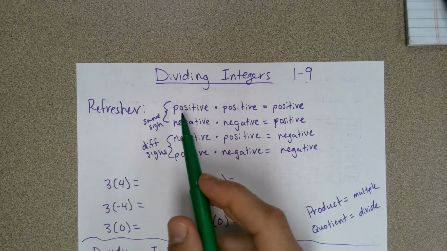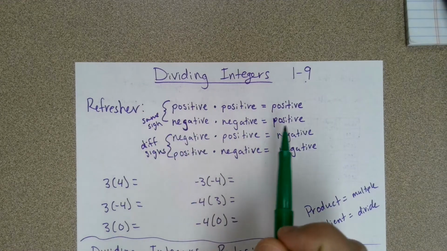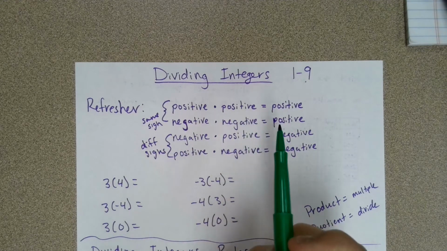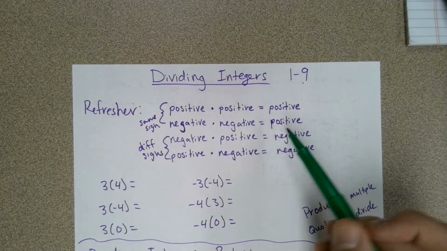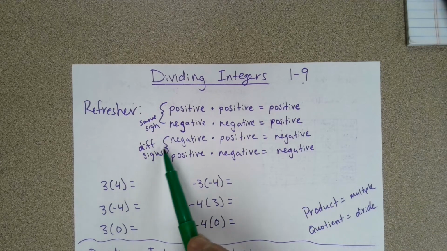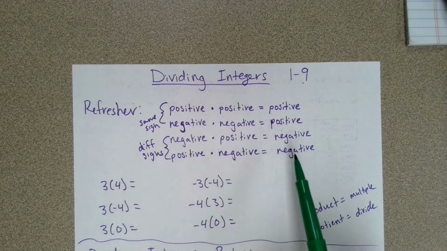So we have our positive times our positives. We talked about that last time. Our same signs are always positive. So positive number times positive number is positive. Negative number times negative number is also always positive because they have the same sign. If they're different signs, so positive times negative or negative times positive, then it will always be negative.